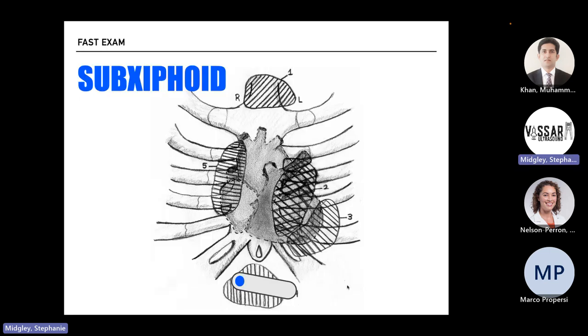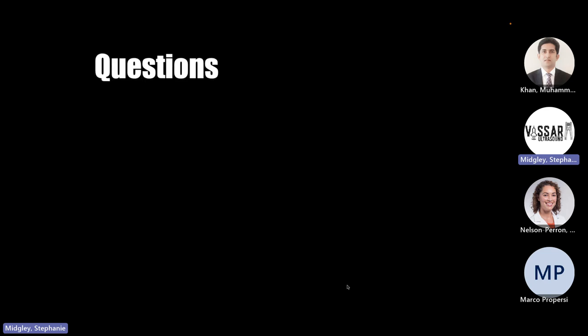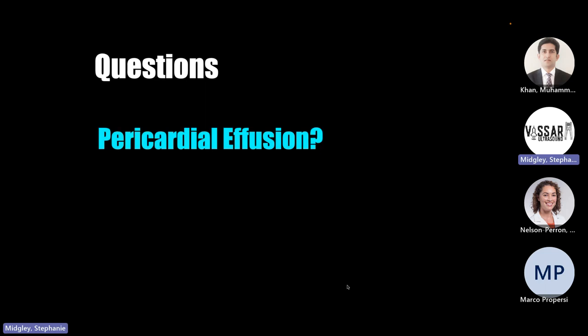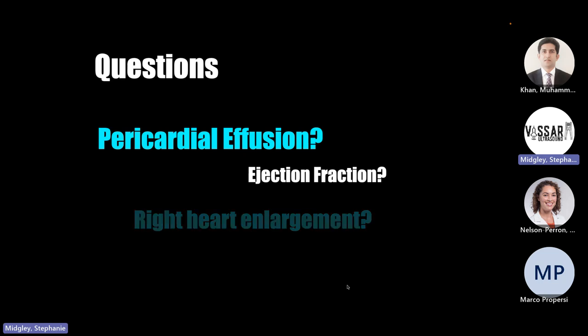We are in the home stretch, subxiphoid. So this is your cardiac view. For this one, we're looking for a FAST, your pericardial effusion, but you can also determine what your EF is. Look for any signs of right heart strain, and then rotate your probe 90 degrees and get a quick view of your IVC.